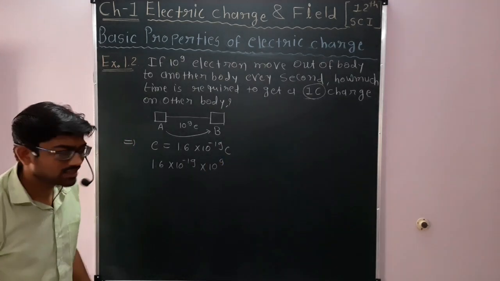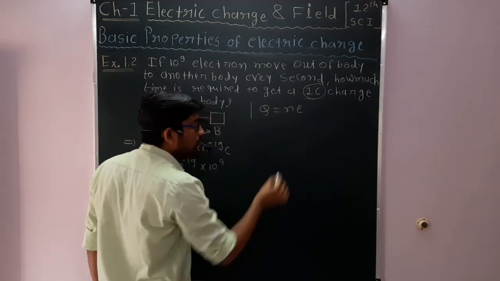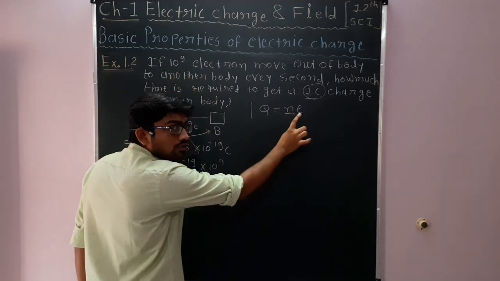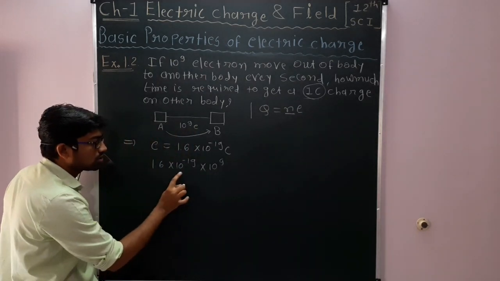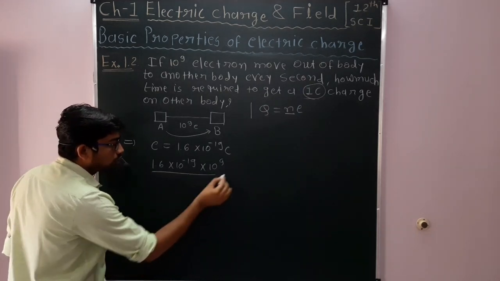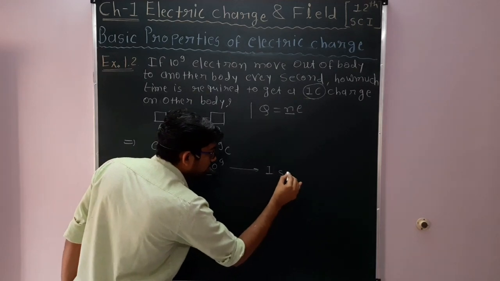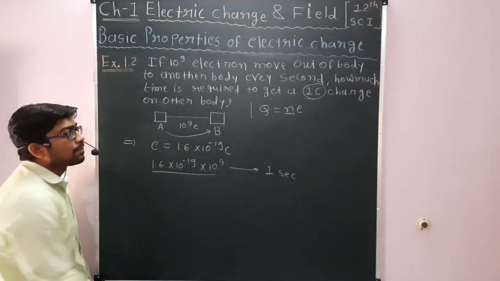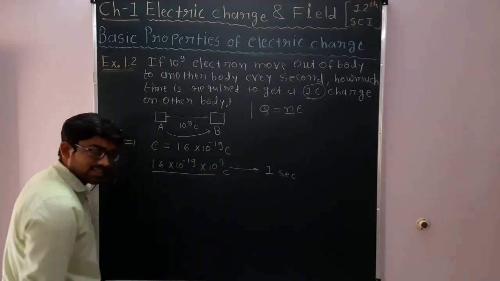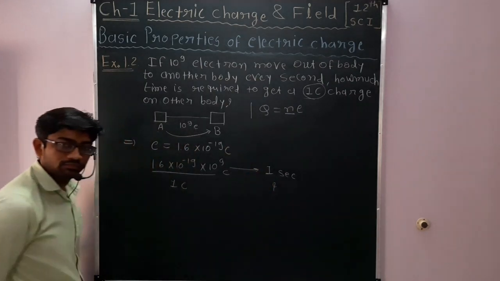How does this come? This comes from our equation of quantization of charge, Q equals Ne. The number of electrons is 10 raised to 9 and the unit charge is 1.6 times 10 raised to minus 19. So this much charge is transferred in 1 second. How much charge do we require? 1 coulomb. This much charge takes 1 second. Then for 1 coulomb of charge, what is the required time?